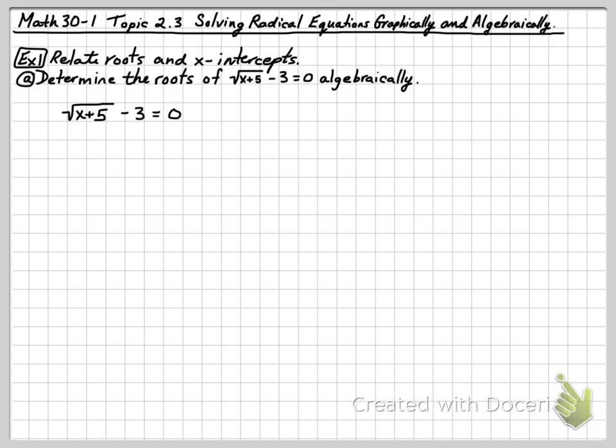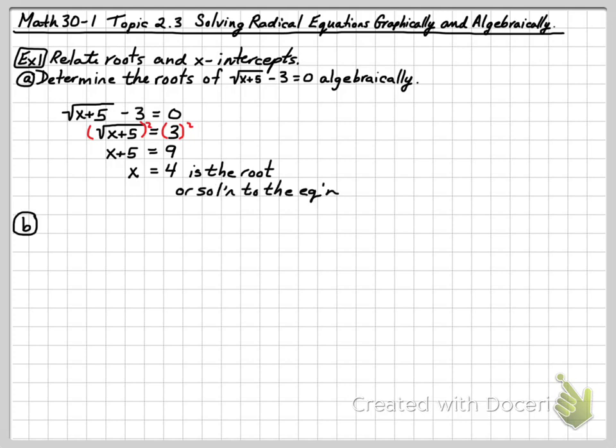In order to solve this equation, we're going to add 3 to both sides to get the square root of x plus 5 is equal to 3. Now we can square both sides, and that's going to leave us with x plus 5 is equal to 9. Subtract 5 from both sides, and we'll have x is equal to 4. So x is equal to 4 is the root, or what we call the solution to our equation.